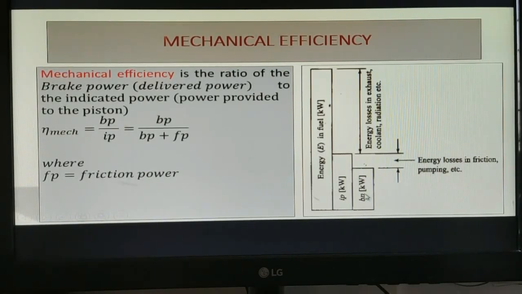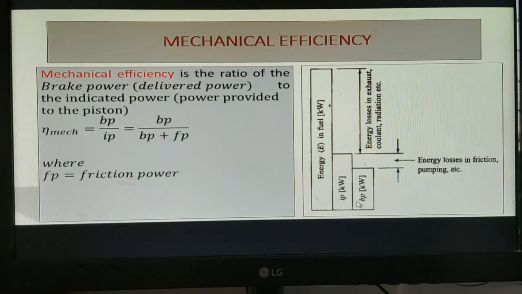So the brake power is less than the indicated power by the friction power, and the mechanical efficiency is the ratio of the brake power, that is the delivered or useful power, to the indicated power, that is the power provided to the piston. So mechanical efficiency is brake power upon indicated power. And indicated power, as I already told you, is the summation of brake power plus friction power, where FP is the friction power. So this is the mechanical efficiency.